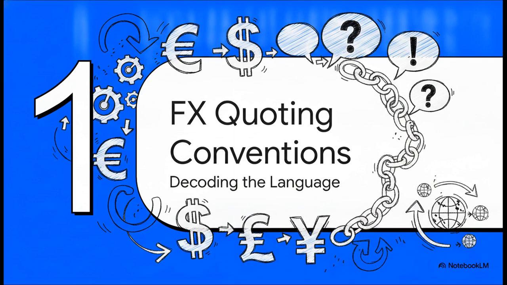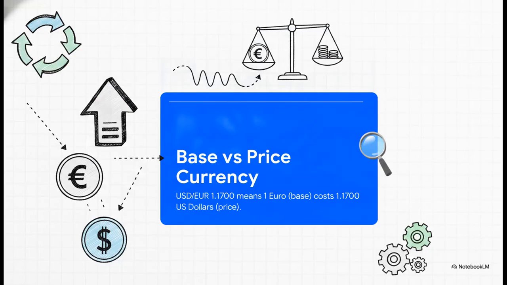Starting right off with Section 1, decoding FX quoting conventions. Before we can even start hunting for those market inefficiencies, we have to understand exactly how traders read and speak the language of currency pairs. At its core, every exchange rate is just the price of one currency expressed in terms of another. We call these the base currency and the price currency. The base currency is always set to exactly 1 unit. The price currency, which you'll sometimes hear called the quote currency, tells you how much it costs to buy that one single unit of the base. So say you see USD/EUR at 1.1700. The euro is the base and the US dollar is the price currency. That simply means 1 euro costs exactly 1.1700 US dollars.